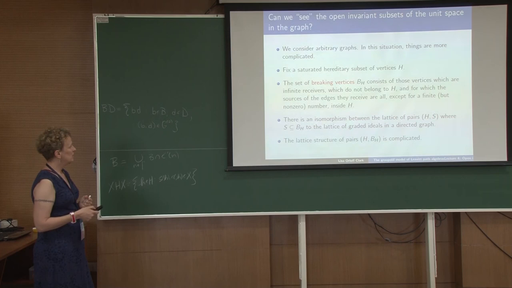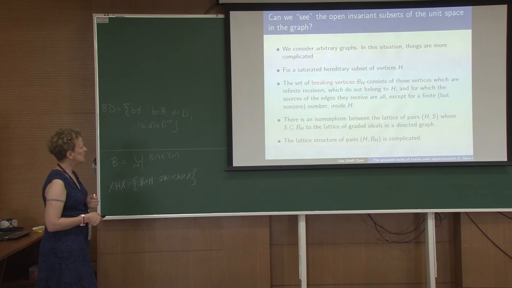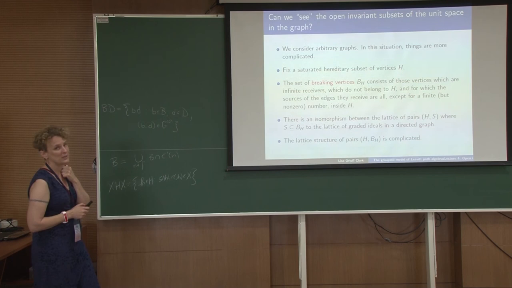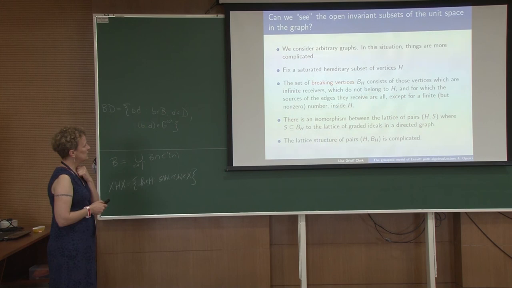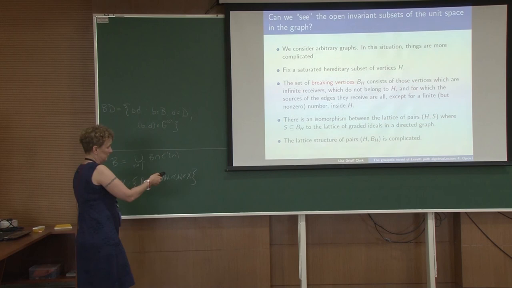So I'll fix a saturated and hereditary subset H of vertices. This is my convention, what a breaking vertex is. The breaking vertices B sub H consist of those vertices which are infinite receivers, which do not belong to H, and for which the sources of the edges they receive are all, except for a finite number, inside of H.